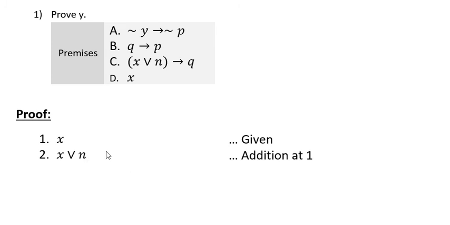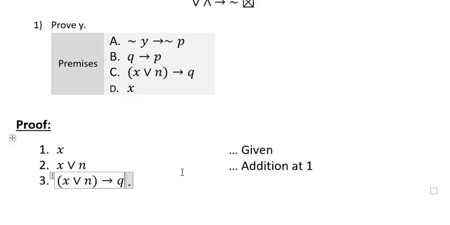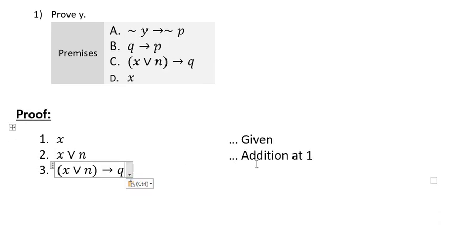Okay, now that I have X or N, I can copy this one because now I can use ponendo ponens. If you notice, you need to get really familiar with the rules of inference. You need to know these in your head. They need to give you a click so that you can know what to do. With practice, you get that.